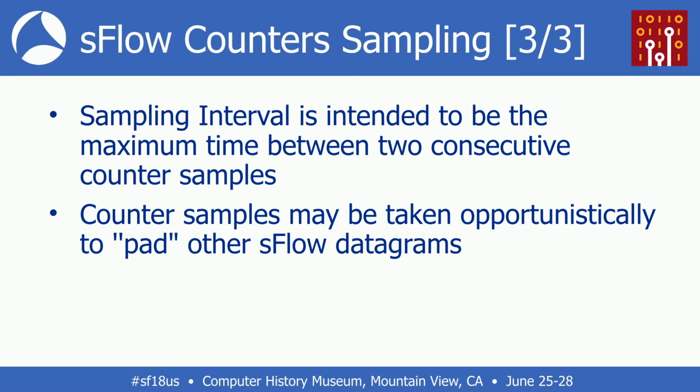It's interesting to note that the sampling interval is intended only to be the maximum time between two consecutive counter samples. Agents can opportunistically decide to reduce, for example, or even to increase just for 1 second the counter samples frequency. They can do that because they may operate in a period of reduced load, or they can also get early counter samples to pad other sFlow datagrams that are sent.